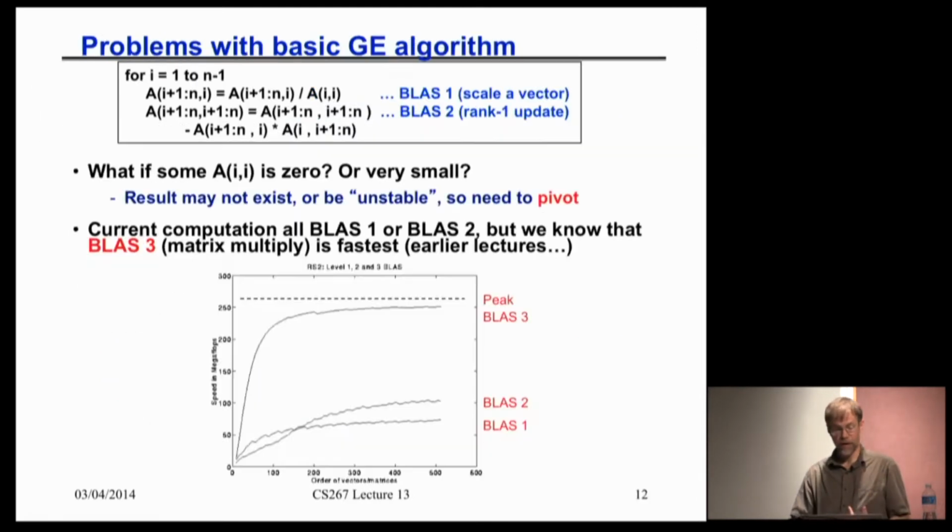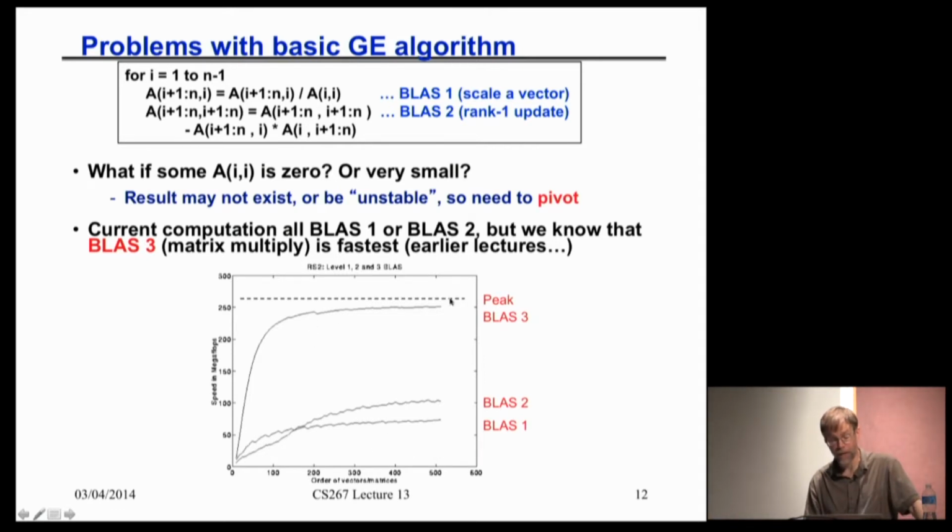Okay, so this has 2 problems. It's these 3 lines of code. There, I put them up there again. The first problem is, what if I divide by 0? So I have to deal with that. Or if I divide by a very tiny number, I can get into trouble too. And the other thing, of course, is that I'm spending all my time doing BLAS 1 and BLAS 2, which means I'm running at a tiny fraction of the peak of the machine. Here's the plot I've shown you before.